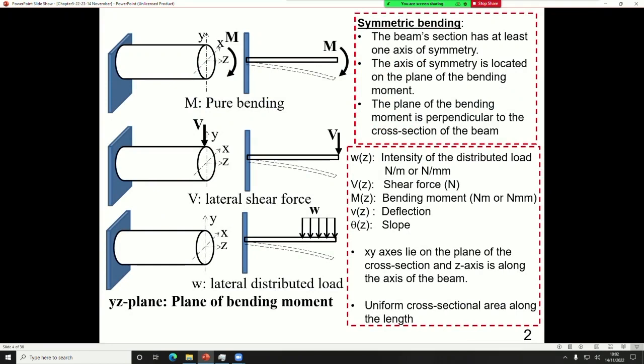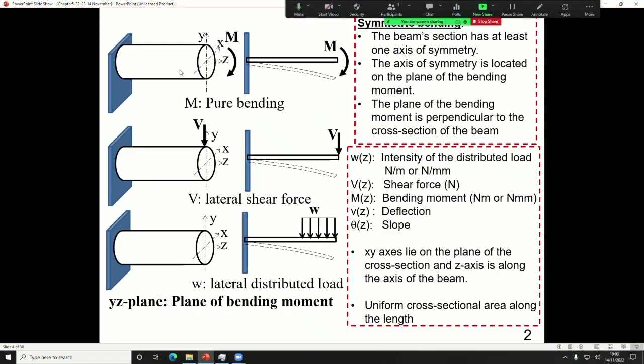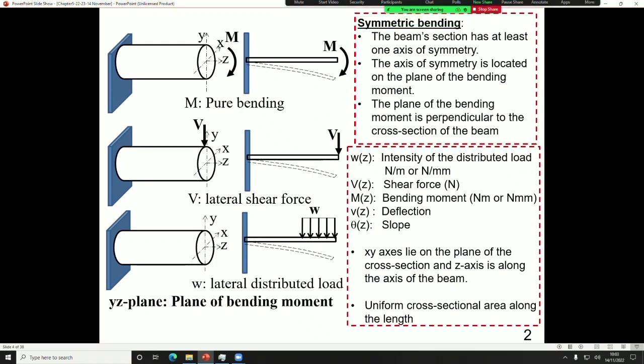When we have a beam of uniform cross-sectional area along its length, which is clamped at one end and is subject to a moment where the plane of the moment is normal to the cross-section, we say the beam is subject to bending. A beam can bend by a pure moment, by a lateral shear force or lateral concentrated force. It can also bend by a distributed load, which could be partially acting on the beam. It could be uniform, linear, or nonlinear.